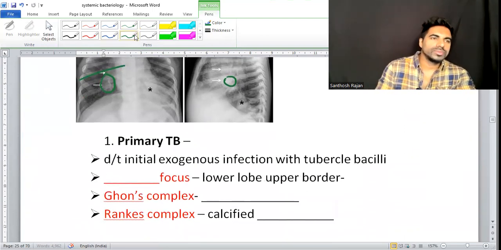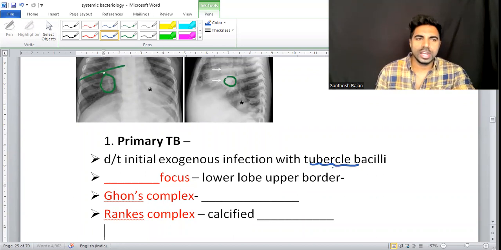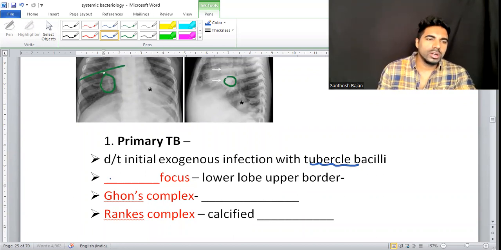Primary TB is the initial exogenous infection, usually in childhood, the initial exposure. So for the primary infection, what is the focus called?